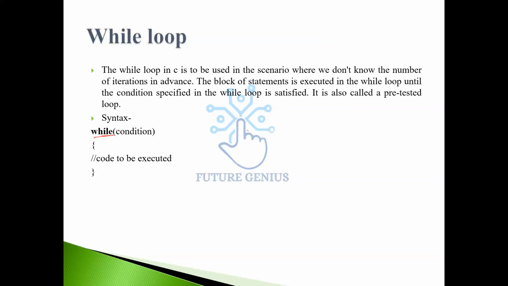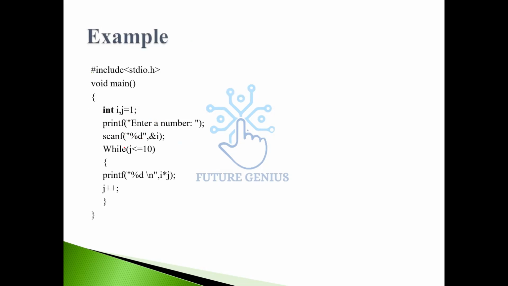And the while loop has only one thing: you enter the condition here. The rest, initialization and increment or decrement, we need to enter accordingly. So we'll directly start the program. This is the same program, printing the table of a given number. In the for loop we entered j equals 1 inside the loop, but in the while loop we have to enter j equals 1 while declaring the variable. So this is the main difference between for and while.